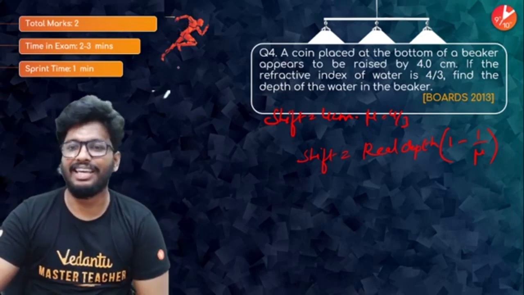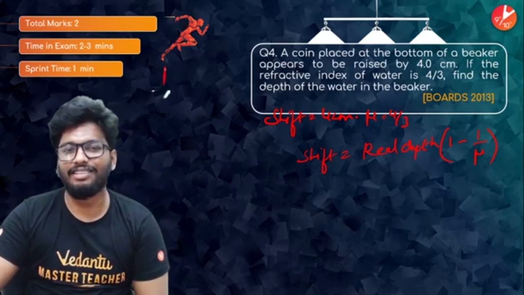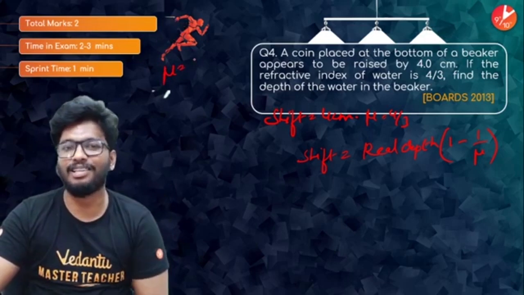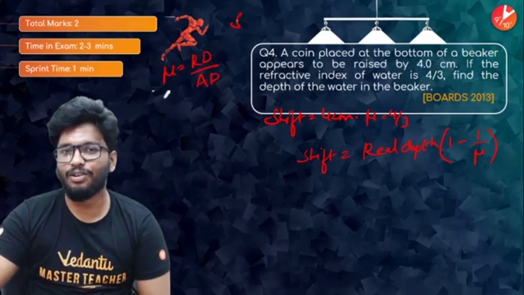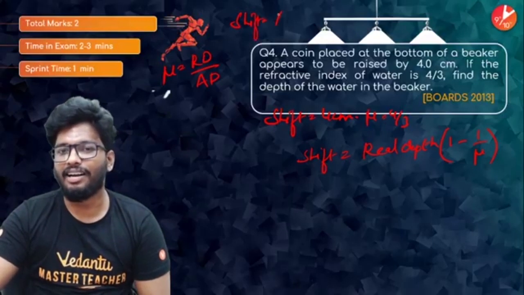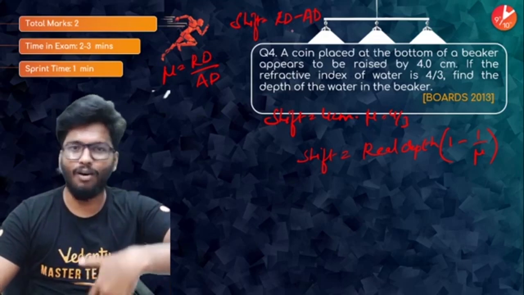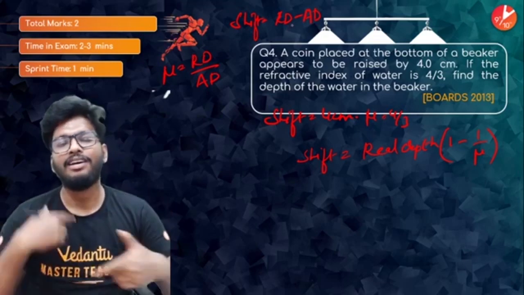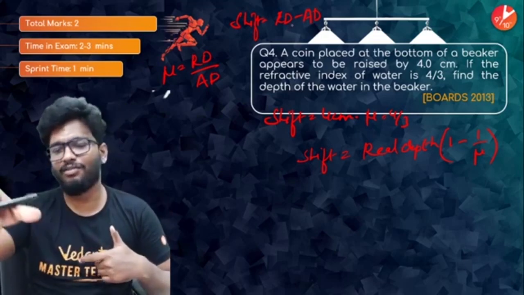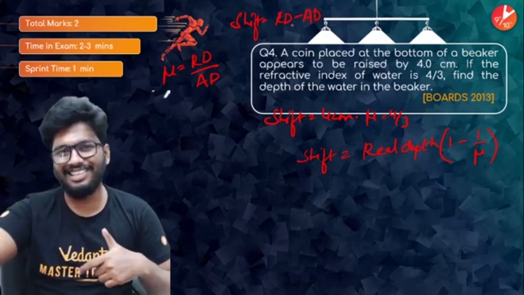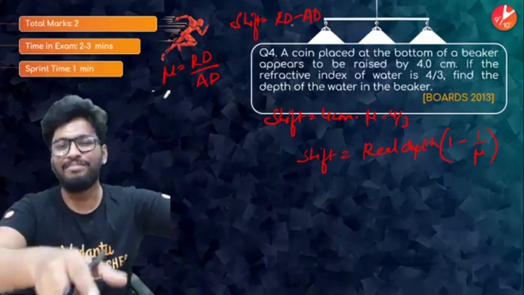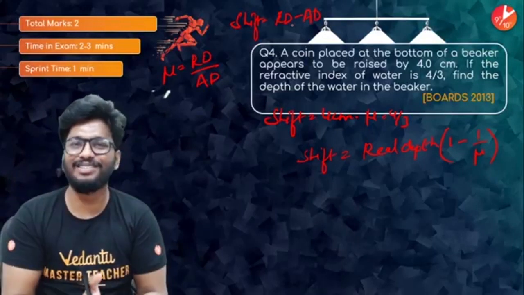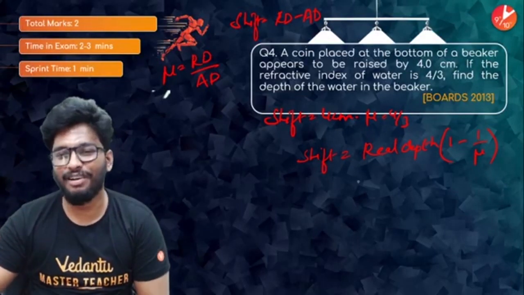That is, basically, the refractive index is nothing but real depth by apparent depth. You can use this formula again. Then we also know that shift is equal to real depth minus apparent depth. So solve for apparent depth or real depth, any one of the unknown values, and then substitute in the shift equation, and you'll again end up getting the same thing. But if you don't want to remember the formula and you want to go the long way, that is up to you. But at Sprint X, we'll try to do it as soon as possible. So we'll directly put on the formula over here.